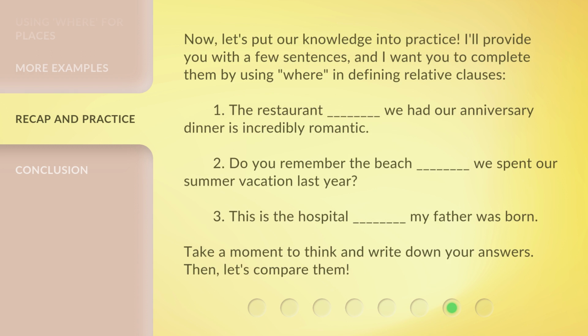Now, let's put our knowledge into practice. I'll provide you with a few sentences, and I want you to complete them by using where in defining relative clauses. 1. The restaurant, blank, we had our anniversary dinner is incredibly romantic.